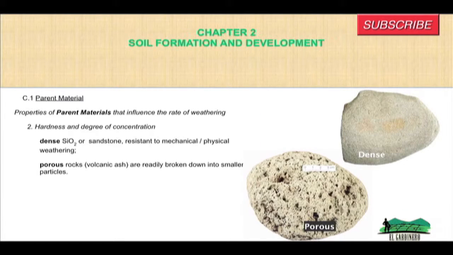So on the photo is a dense rock, and then below the dense rock is a picture of a porous rock. So again, dense rock is persistent to weathering, while porous rock is the opposite.